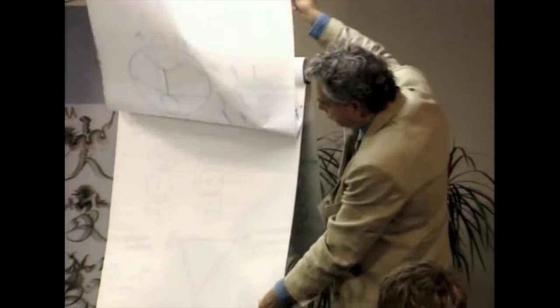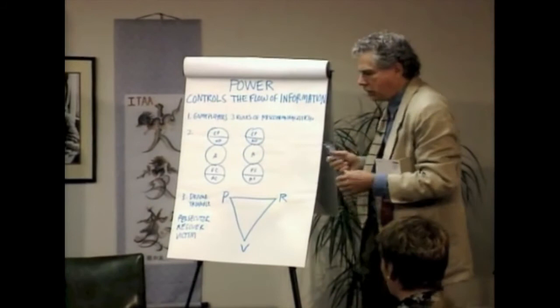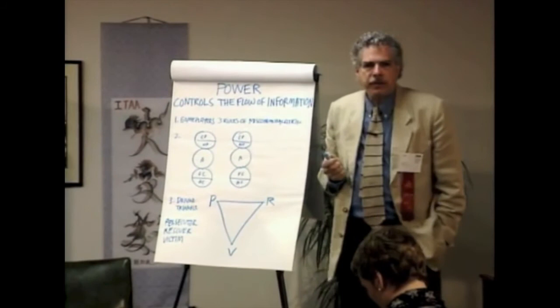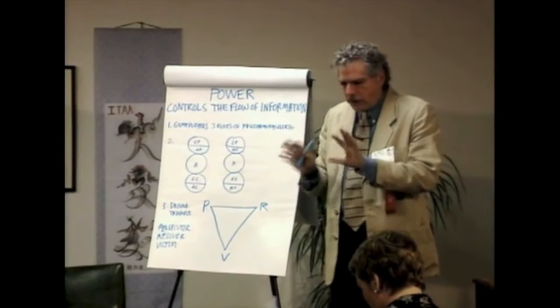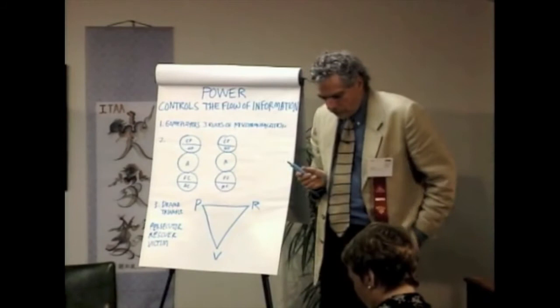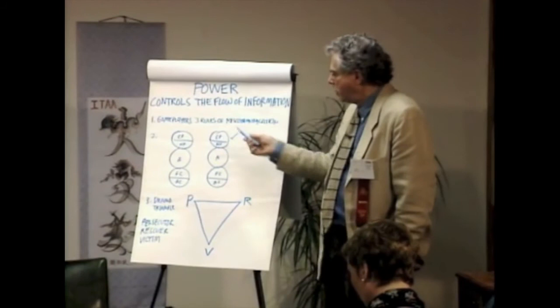Okay, so now we get to power. Now, power controls the flow of information. People who are into power don't allow the other person to get their point across. They intimidate them one way or another. So the critical parent would intimidate a person. Let's put an X here. Critical parent would intimidate a person by being so sudden and so sharp and so abrupt with their reply. Eventually, the person's afraid to bring things up.